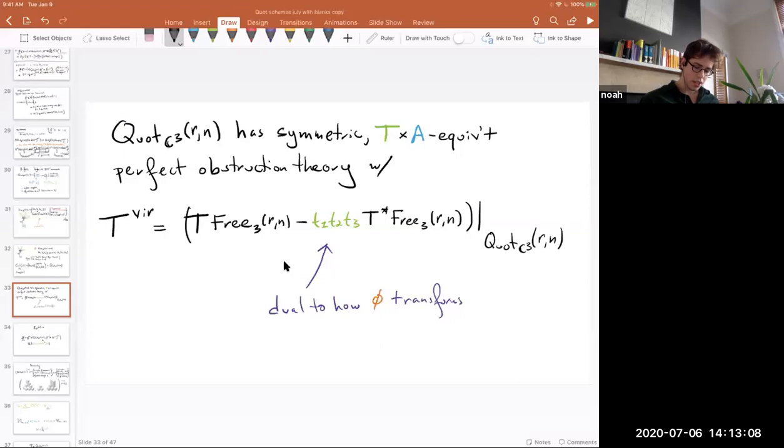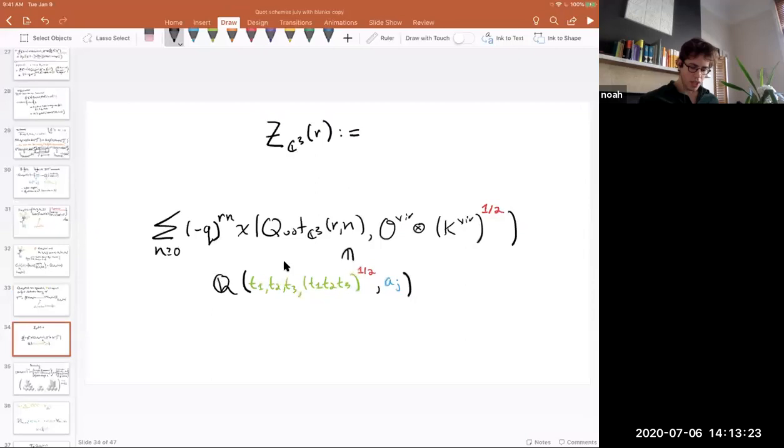And now, again, I want to consider some function, which will be a sum as I vary the possible length of these schemes. And it'll be the following. So I'll take a sum over n of now a variable. It'll be convenient to have minus q to the n, and it'll be convenient to raise that to the rth power. So I'll take minus q to the rn of the Euler characteristic, a T-character of the virtual structure sheaf, and it'll be convenient and kind of necessary to twist by a square root of the virtual canonical bundle.